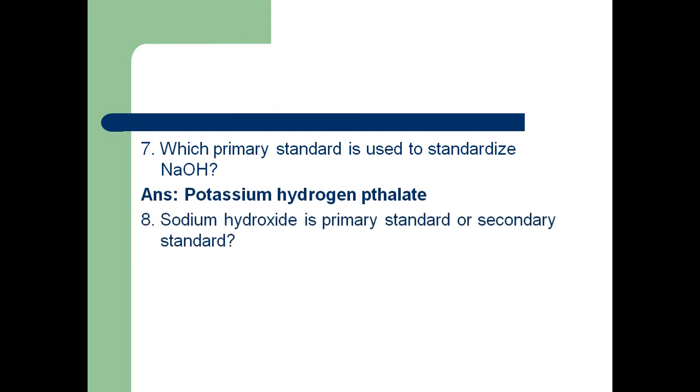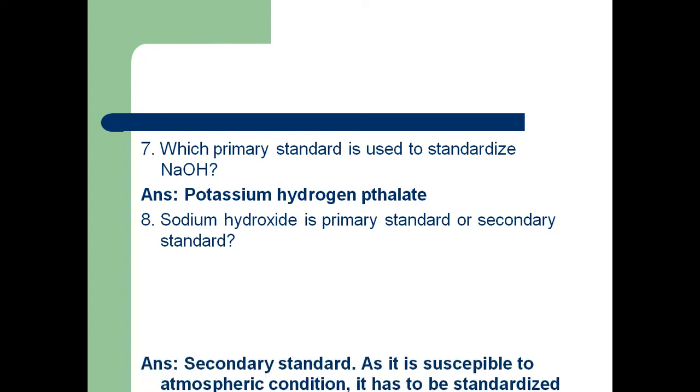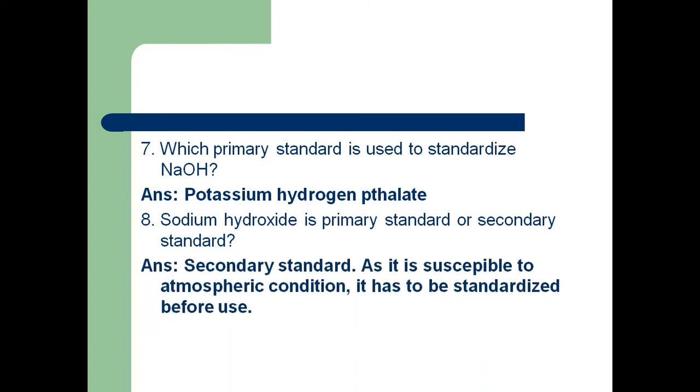Now, sodium hydroxide, will it be termed as primary standard or secondary standard? So it is a secondary standard because it is susceptible to atmospheric condition and therefore it has to be standardized before use. So sodium hydroxide is a secondary standard whereas potassium hydrogen phthalate is a primary standard.